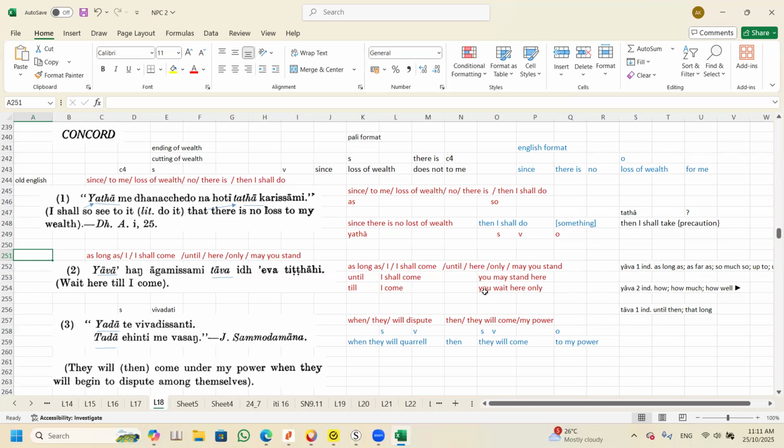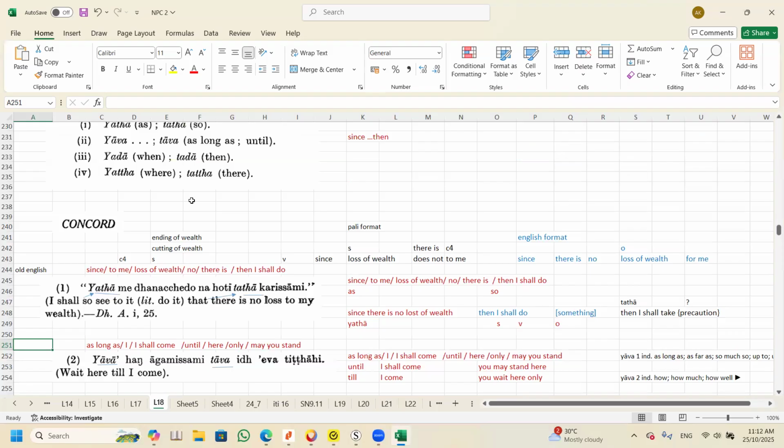You don't have to use this pattern. "May" is more polite, while "you wait here" is very informal. Two choices. "You wait here only" means you don't have to go anywhere. Then in this case, "I shall come." Instead of using "as long as" or "until", I say "till I come, you wait here." Or you reverse the whole thing: "You wait here until I come." That means you change this part.